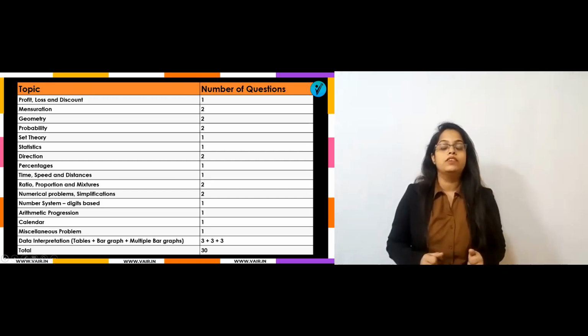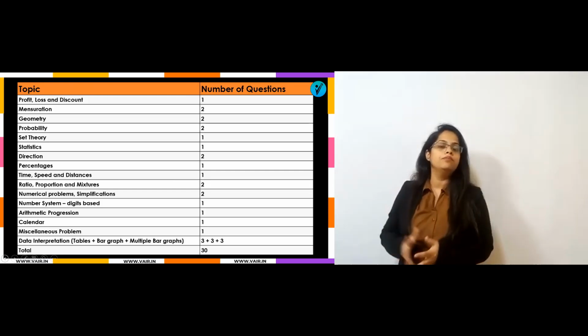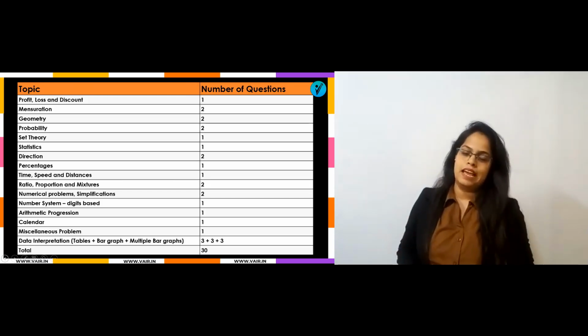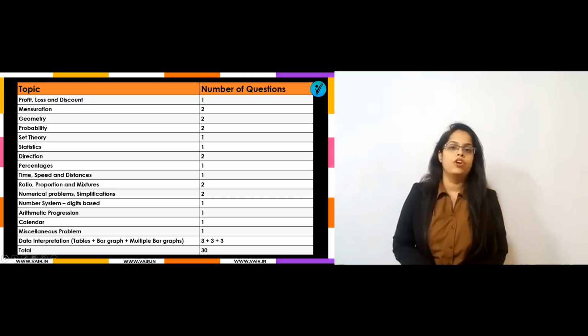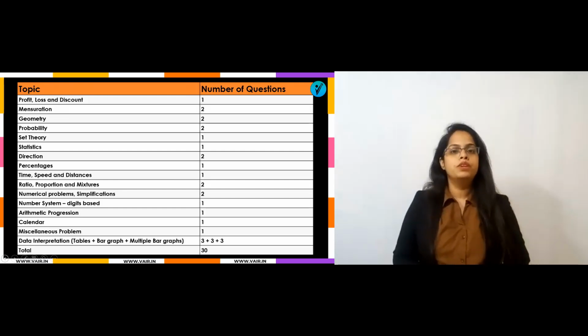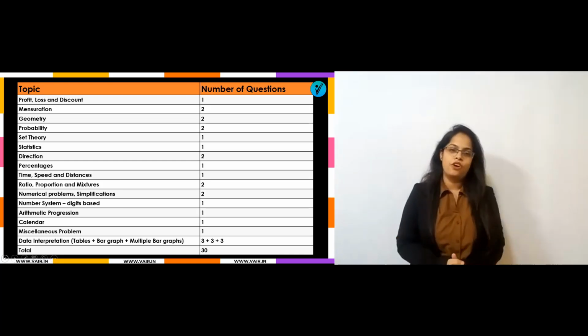So total 30 questions they have distributed like this. You can see the whole paper was expected. It was from the syllabus, so nothing was unexpected. So this is the overall paper. Now after this analysis, we will solve all the questions one by one. So let's solve.